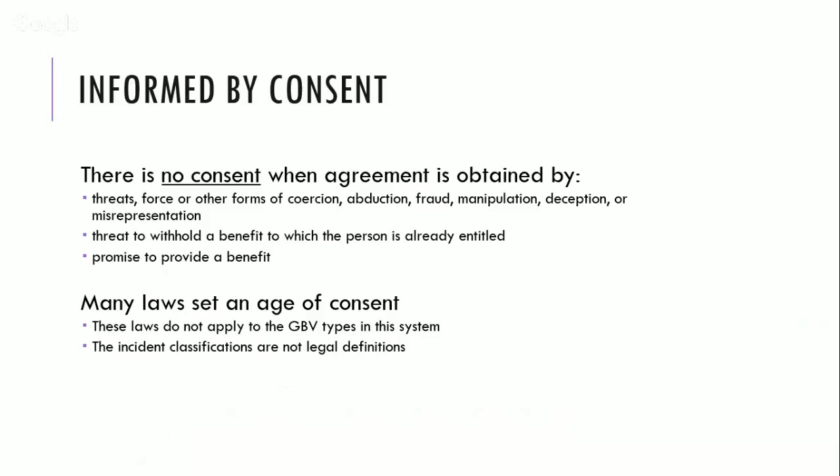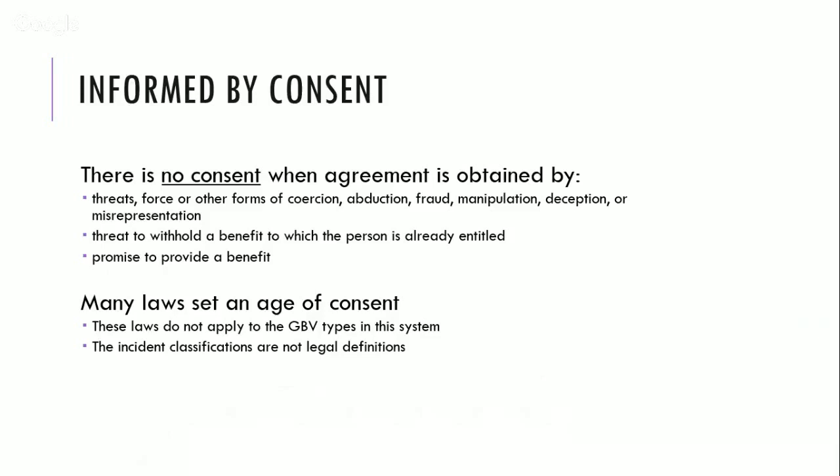Many laws set an age of consent in your setting. When it comes to the GBV, this doesn't adhere to local laws, and these incident classifications are not legal definitions. There's a couple of reasons for that. One, we wanted to make a tool that was globally applicable. And two, laws in a lot of different settings aren't in favor of gender-based violence survivors. For example, in New York, marital rape wasn't against the law until 1984. So those kind of things aren't in the favor of our service.